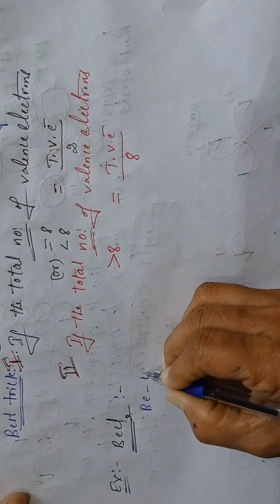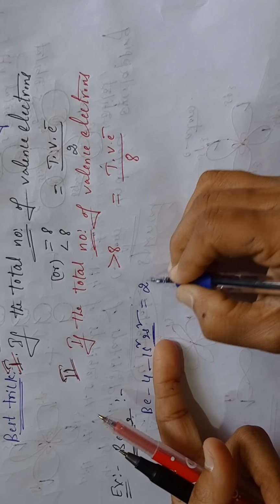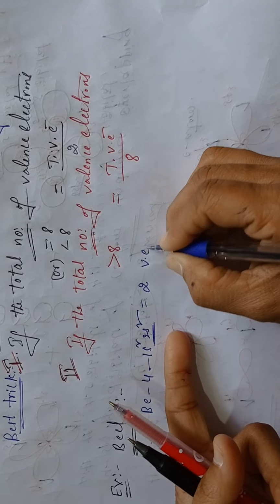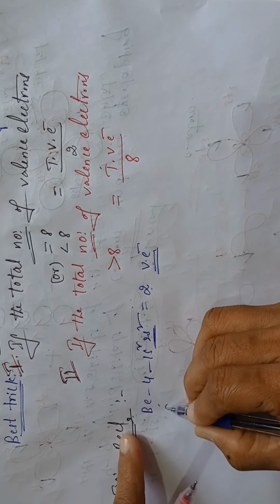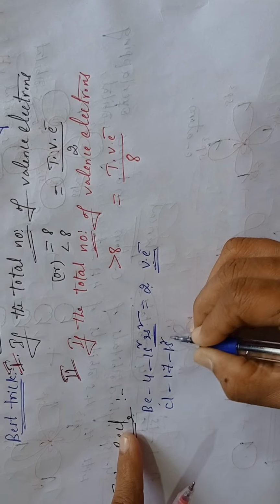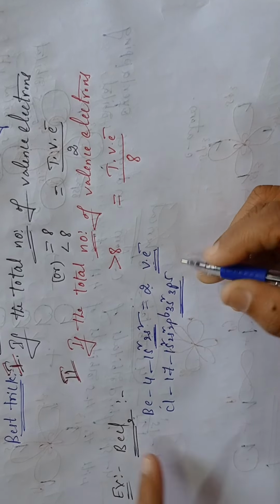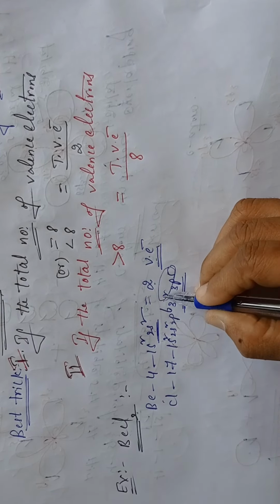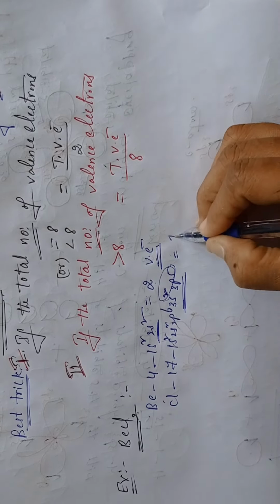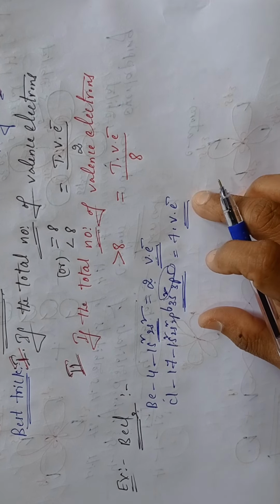First, beryllium has atomic number 4, 1s2 2s2. How many valence electrons are there? The second shell is the valence shell, with 2 electrons. So 2 valence electrons are there in the beryllium atom. Now I am taking chlorine, atomic number 17, 1s2 2s2 2p6 3s2 3p5. The third shell is the valence shell. In total, how many valence electrons? 2 plus 5, 7 valence electrons. Clear? Beryllium 2 valence electrons, chlorine 7 valence electrons.